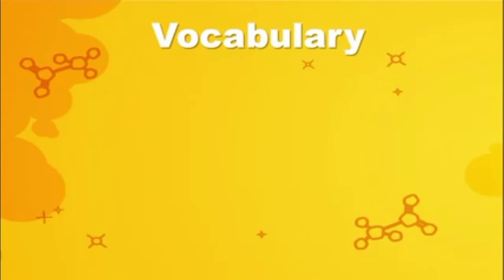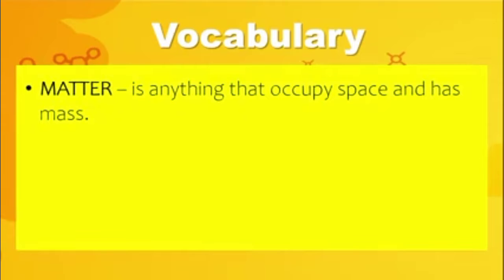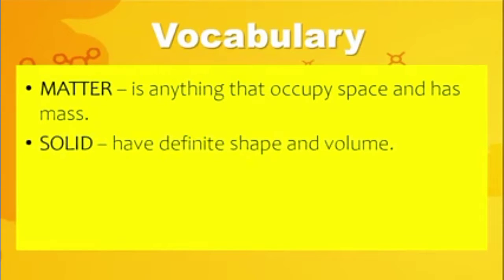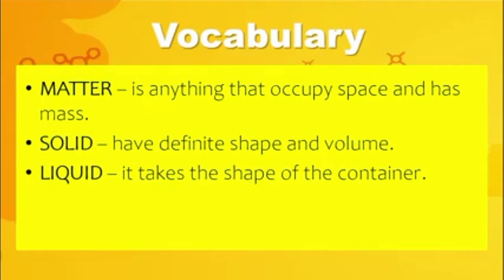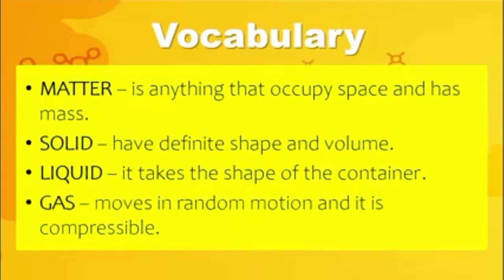Vocabulary for this module we have: matter is anything that occupies space and has mass. Solids have definite shape and volume. Liquid takes the shape of the container. And gas moves in random motion and it is compressible.